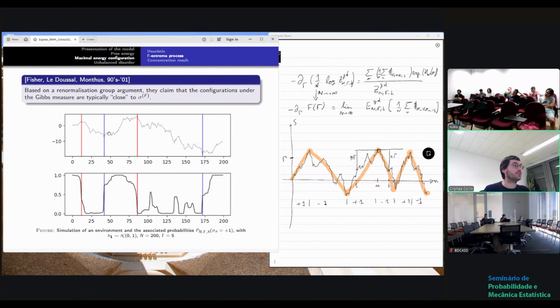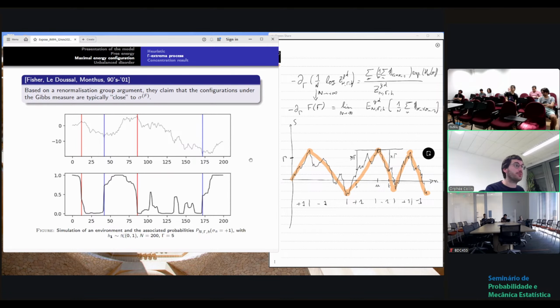Here is a simulation. In fact, it's the same simulation as I showed in the beginning. This is the environment, and this is the probability that sigma n is equal to +1. Additionally, I've put vertical lines for the gamma maxima in red and gamma minima in blue. And as you can see, they correspond to where the probability seems to switch from 0 to 1 and from 1 to 0. This is with a small value of gamma.